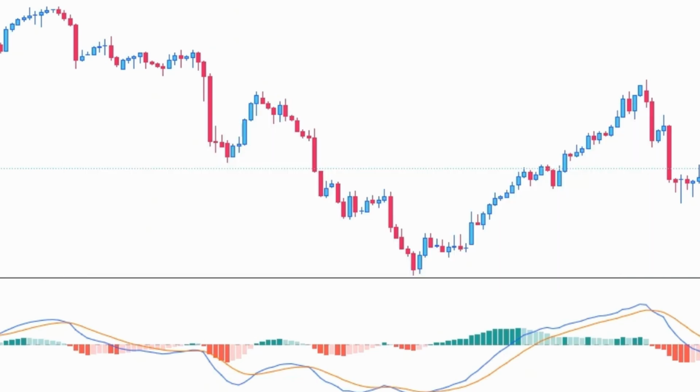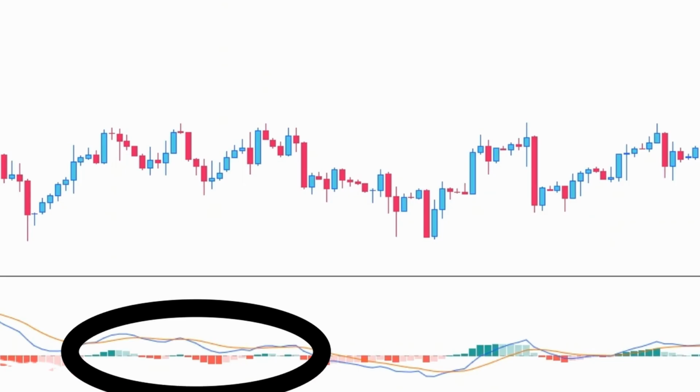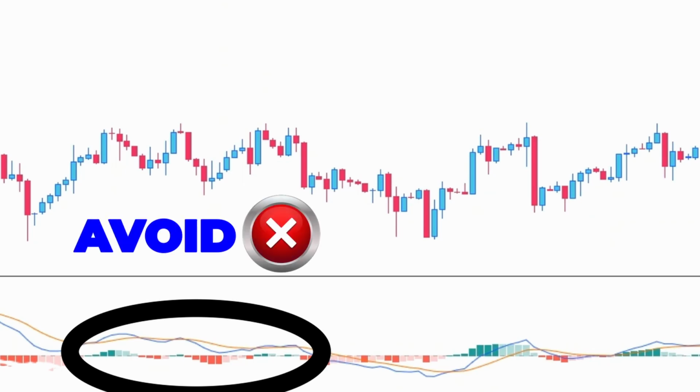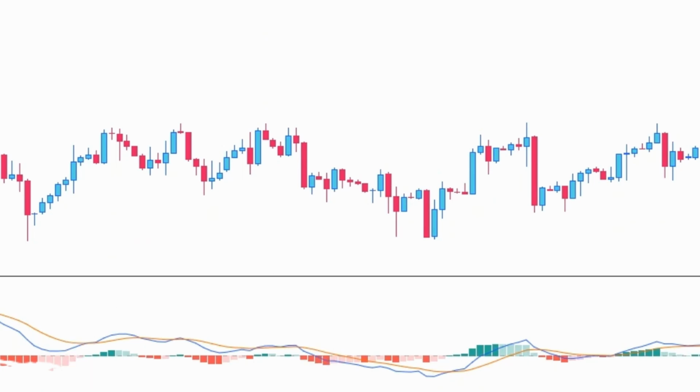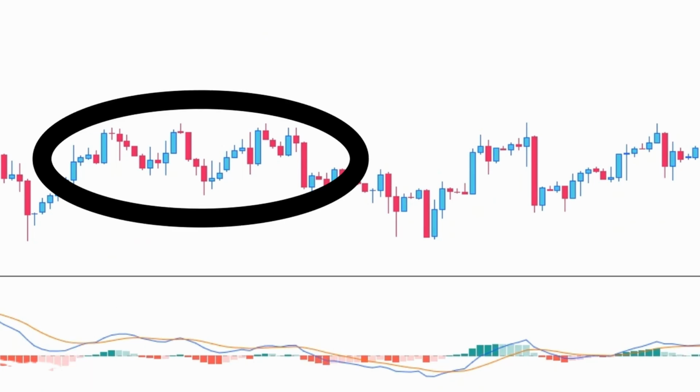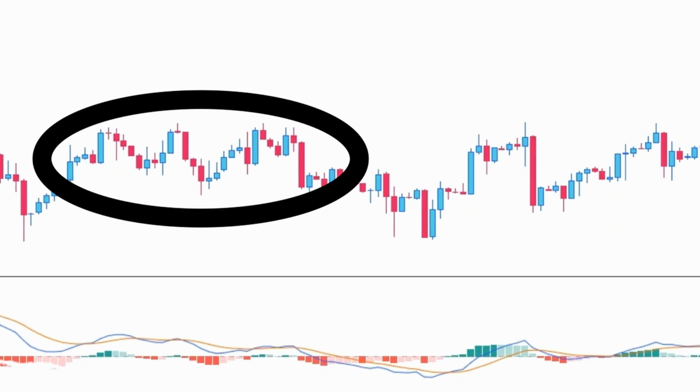There's an important thing about the MACD indicator that you must know. When the MACD line and the signal line are closer to each other, and the histogram has also become smaller, we should avoid going long or short in the market at that time. This is because the market would be in the consolidation phase when the MACD reacts like this. And taking trades during the consolidation phase is risky and can lead to losses at times.